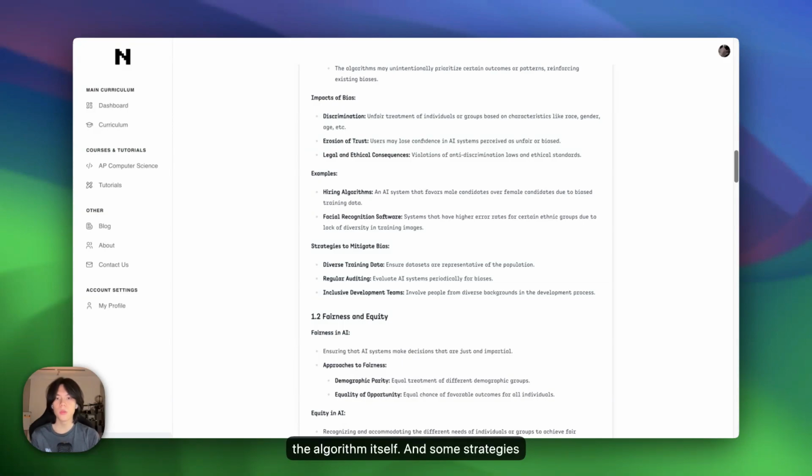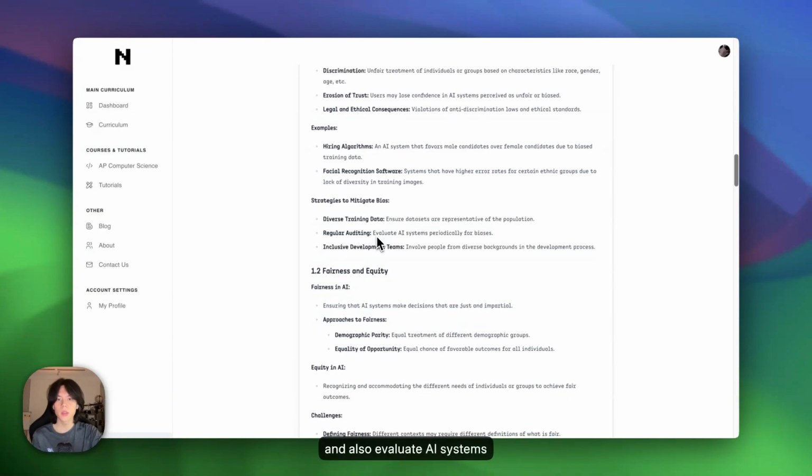Some strategies to mitigate bias are to ensure that datasets are representative of the population, evaluate AI systems periodically for biases, and involve people from diverse backgrounds, so we'll have a lot of perspectives and points of view in the development process of machine learning algorithms.